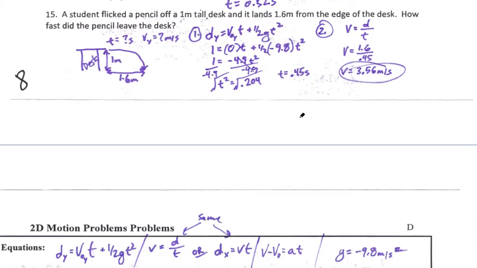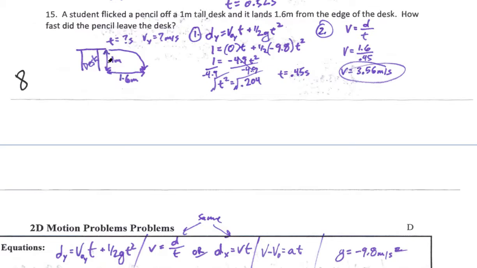Number 15, a student flicked a pencil off a 1 meter tall desk and it lands 1.6 meters from the edge of the desk. How fast did the pencil leave the desk? And these are actually accurate numbers. We did this experiment, or we will do this experiment, except not with a pencil. We'll be doing it with some projectile launchers, but this is the actual correct math for it. And that's what we try to do all the time, is as much as possible put physics problems into a real world perspective for you.